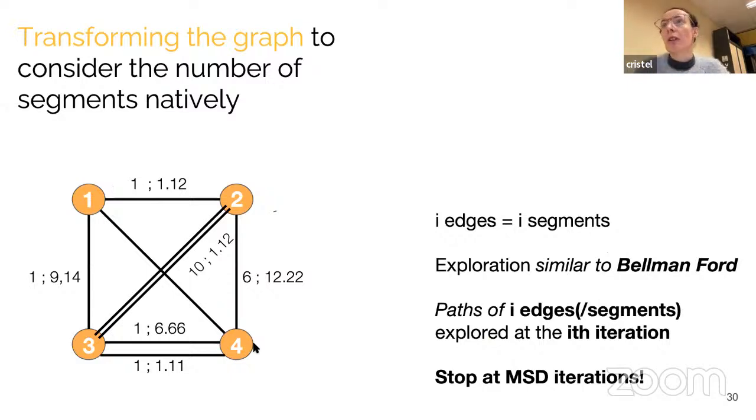So what are the properties of this graph? One edge in this graph is one segment that you will use and have to store in the packets. And because we have a limitation on the number of segments we can have, exploring this graph using a Bellman-Ford algorithm makes it possible to stop when we reach the maximum number of segments allowed in packets. This means that this is the best solution we can achieve in practice in this network. This bounds the computation time.